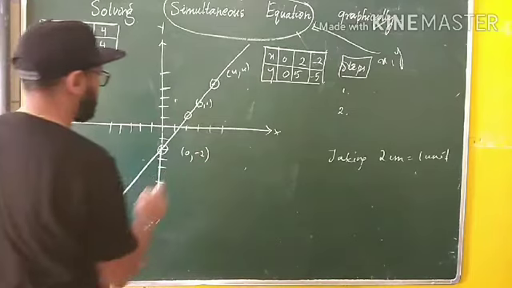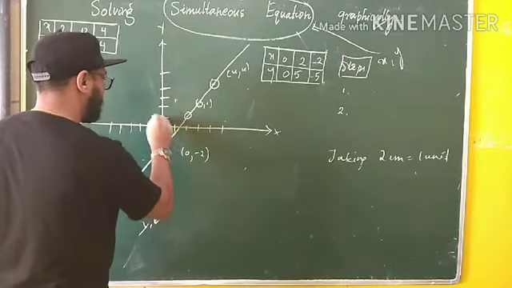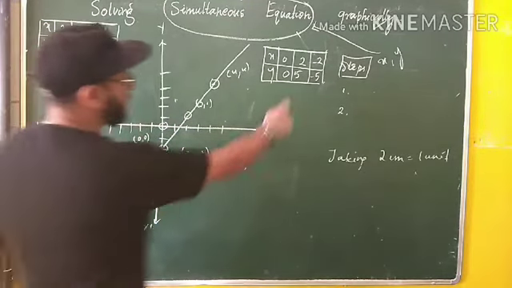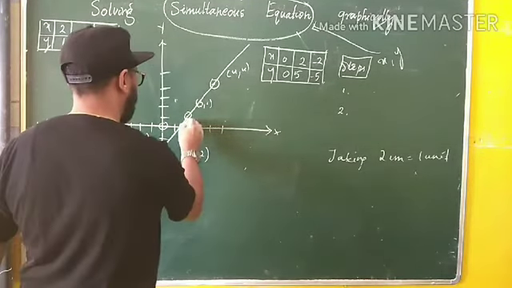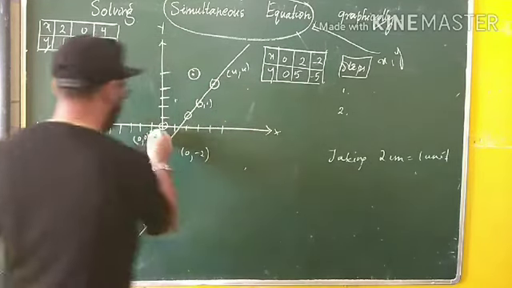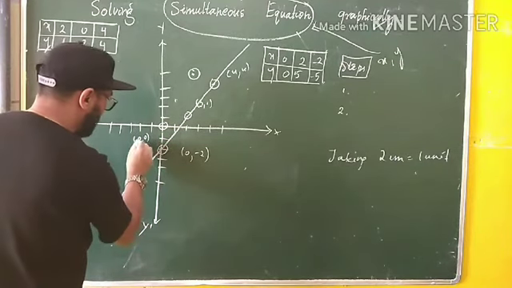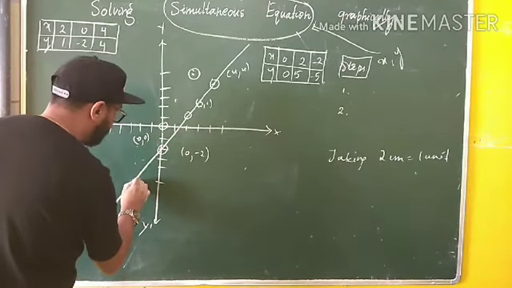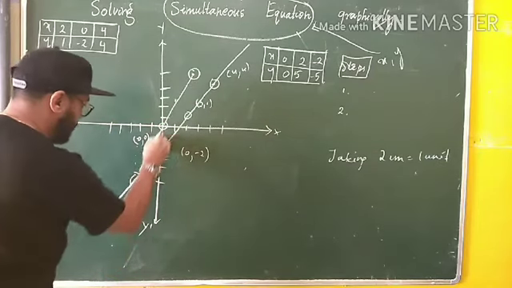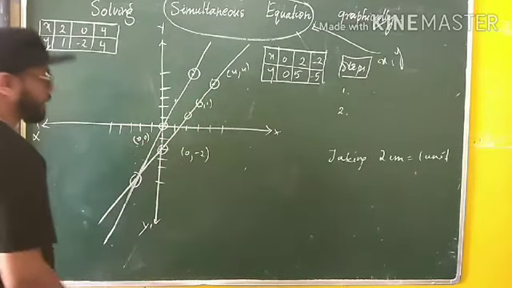Now let's take this one. x is equal to 0, y is 0. So if both are 0, it lies at the origin. The second, x is equal to 2, y is 5. 1, 2, 3, 4, 5. The third one, when x is equal to minus 2, y is equal to minus 5. So 1, 2, 3, 4, 5. So if you join this, we'll get 2 straight lines.